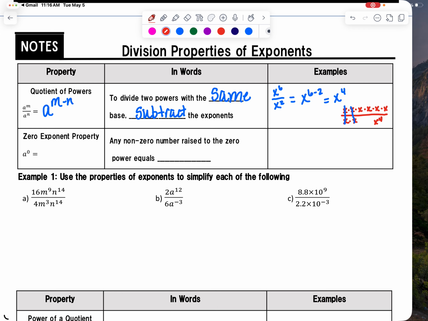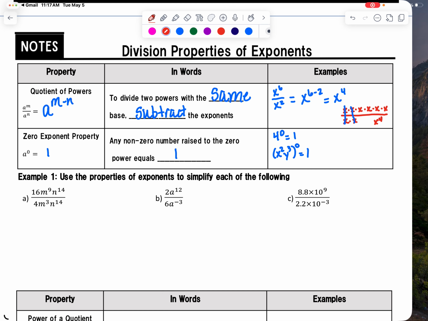All right. Now, there's another property you'll be using today called the zero exponent property. And it says anything to the 0 power is equal to 1. So in words, any non-zero number raised to the 0 power is equal to 1. So say you had 4 to the 0 power. That would be equal to 1. Let's say you had x squared, y cubed, and all of that was raised to the 0 power. That would also be equal to 1.